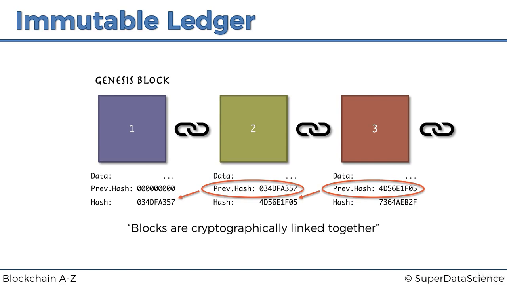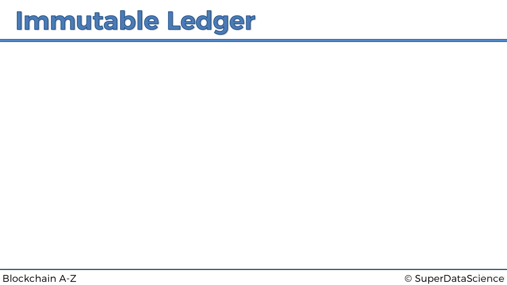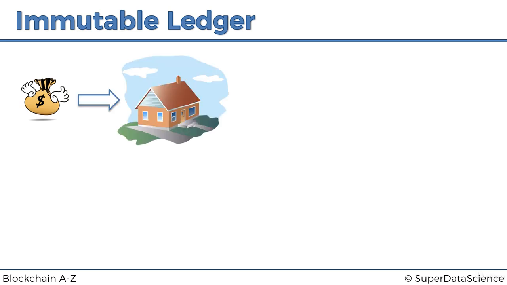We discussed that in a blockchain, blocks are cryptographically linked together, and that's where the chain is actually formed, and we discussed how that works. So today let's look at an example. Let's say you want to go and buy a house, and so you have money, might be a pile of cash or most likely it's just money in the bank, and then you take that money and you go and pay for your dream home.